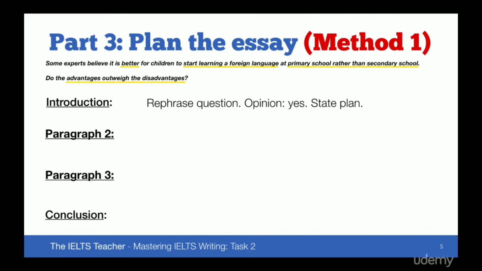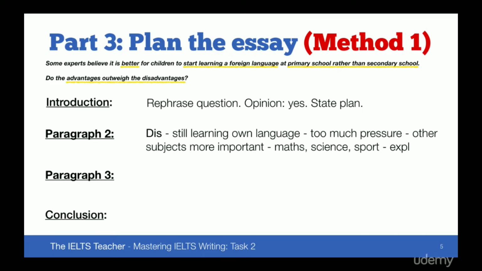You would want to plan the body though. So let's think about what we want here. Start with the side you disagree with. Maybe you think it is better to start learning a foreign language at primary school. If that's the case, then you can begin by looking at the disadvantages, the opposite side of beginning to learn a foreign language at primary school. So we'll just quickly do a few notes about what those are. Still learning own language, there's too much pressure, other subjects are more important, like math, science and sport, maybe a bit more support needed there.